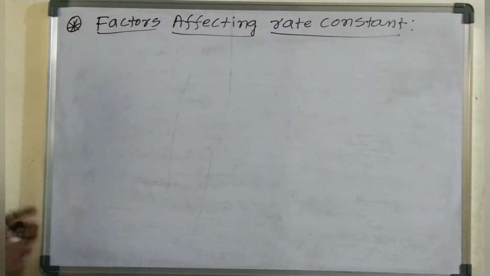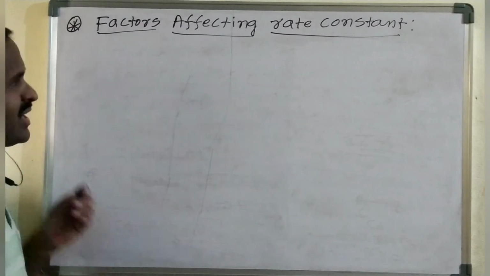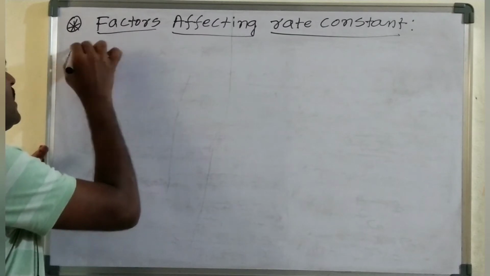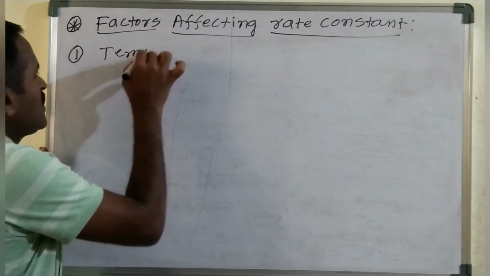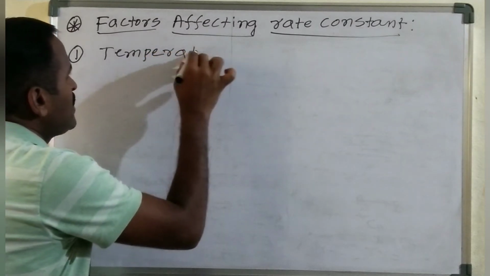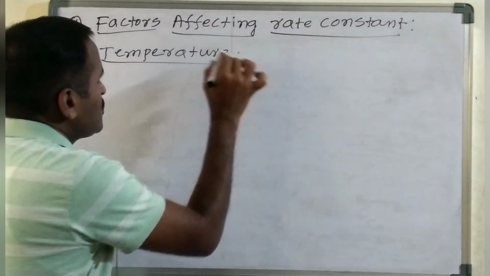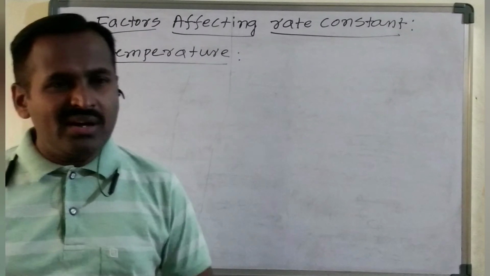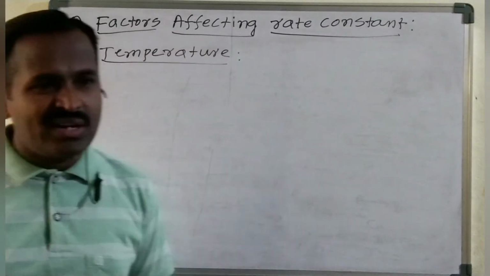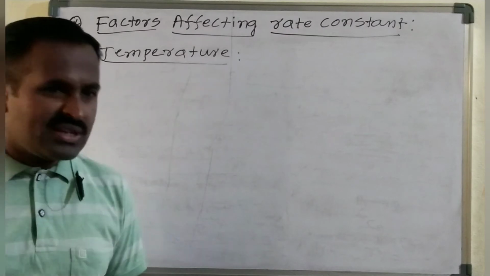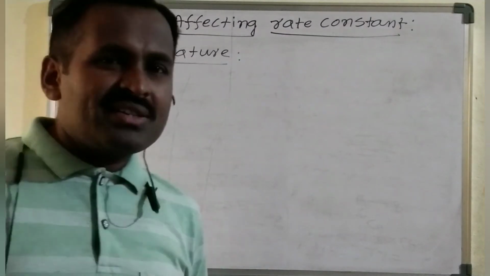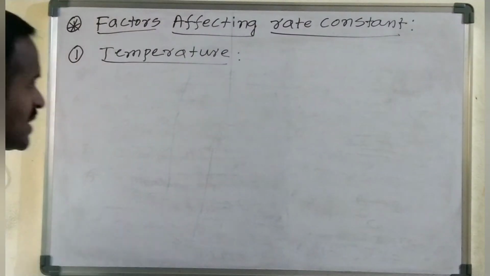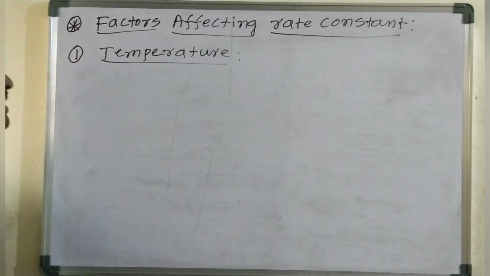Now, mainly two factors affect this rate constant. One is the temperature and the other one is the catalyst. First we'll discuss the temperature effect, then we'll discuss the catalyst. Temperature will definitely affect the rate of the reaction. For every 10 degrees centigrade rise in temperature, the rate of the reaction increases by 2 times or 3 times. The rate constant is simply a measurement of that rate of the reaction, and by taking the Arrhenius equation, we can explain this temperature effect.